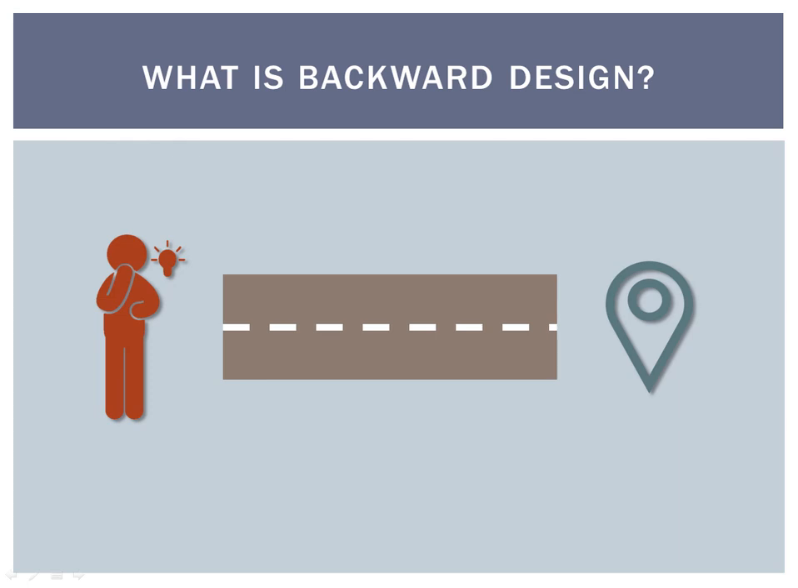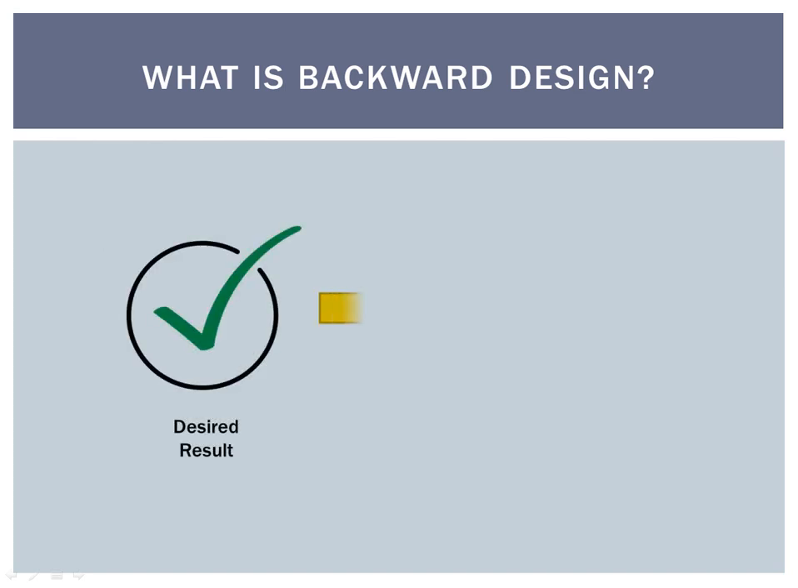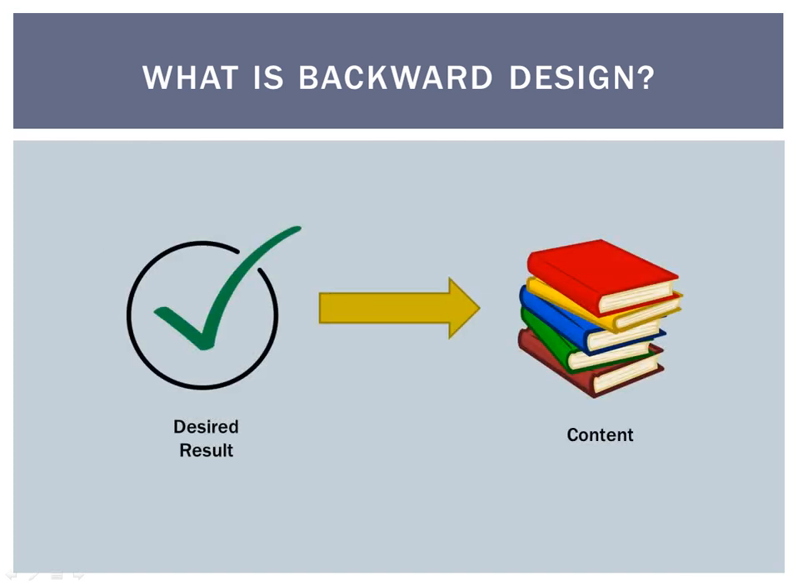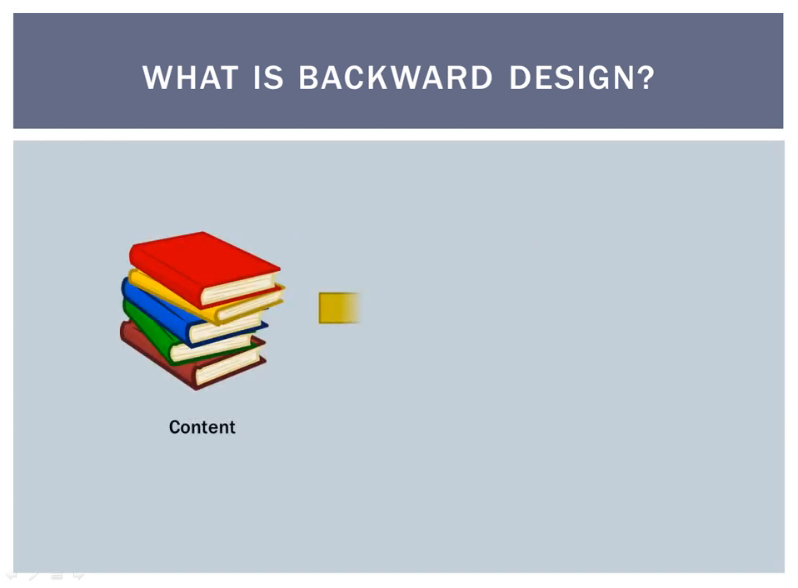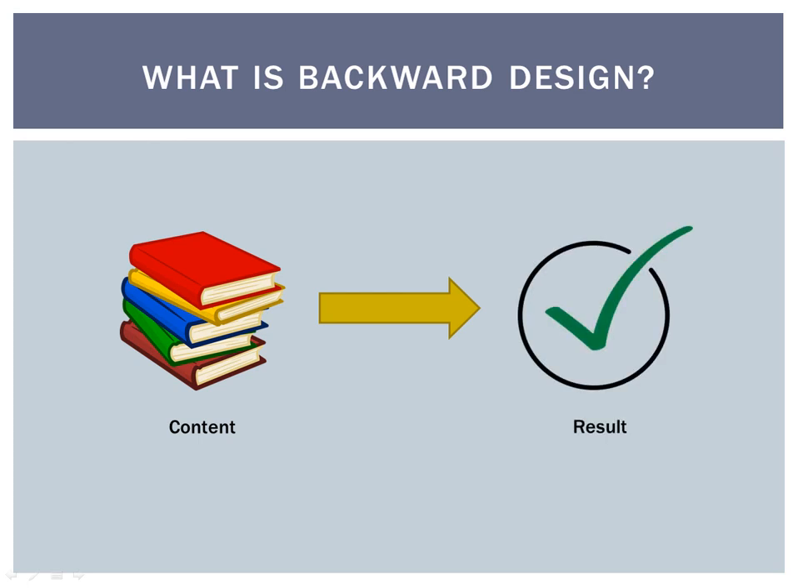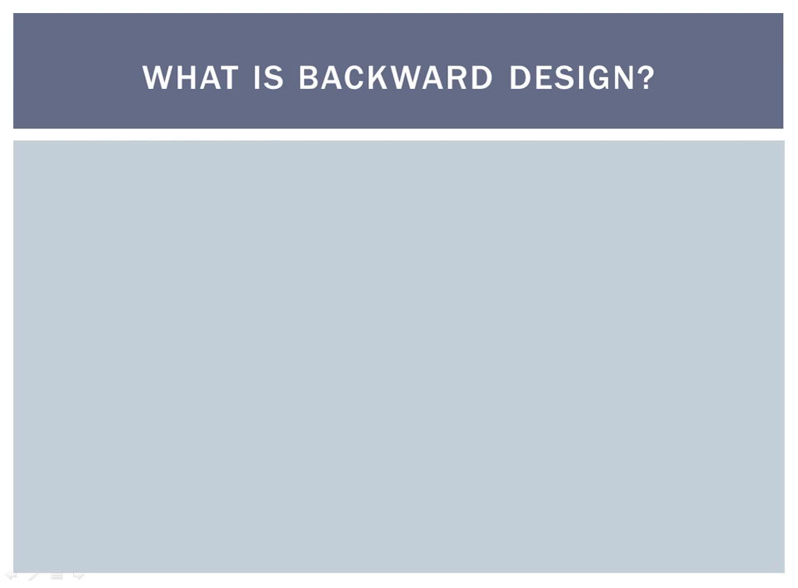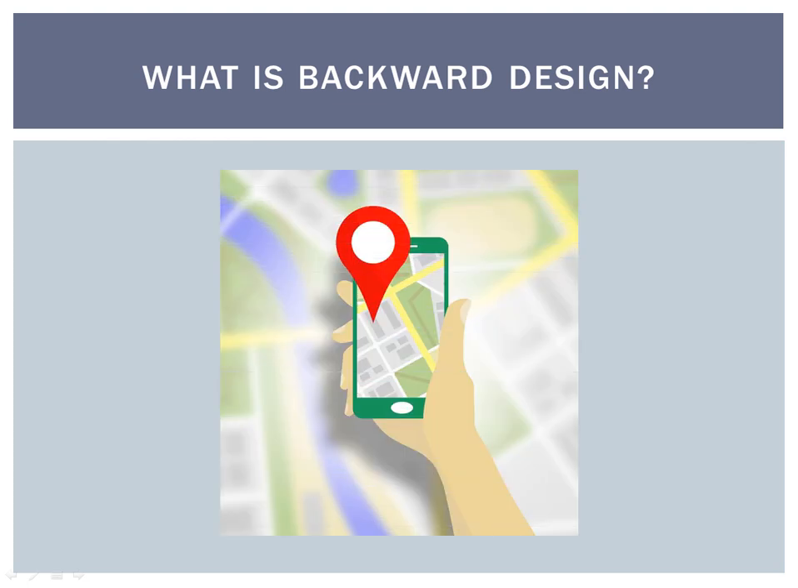Backward design works similarly. Instructors first determine what the learning goal is, and then they figure out how to get there. In other words, the desired result or learning goal determines what content the instructor chooses. The opposite of backward design is forward design. Forward design means that the content determines the learning goal, not the other way around. Forward design is the equivalent of deciding to go on a trip but not planning the destination.